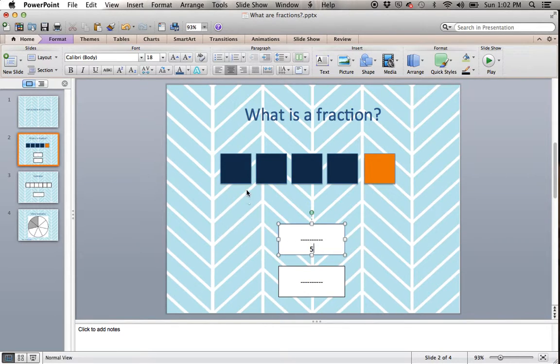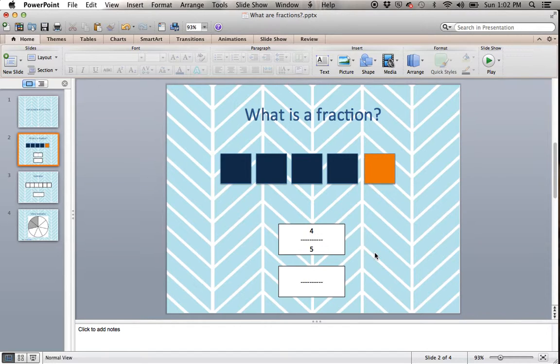Next, we're going to count the number of blue squares. 1, 2, 3, 4. We have 4 blue squares. The number of blue squares will go on the top of our fraction. Now we have created our fraction. To represent this illustration, we can say that the number of blue squares is 4/5.